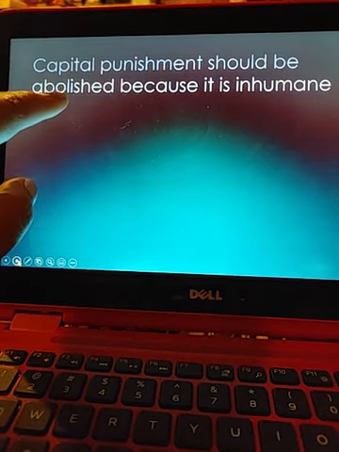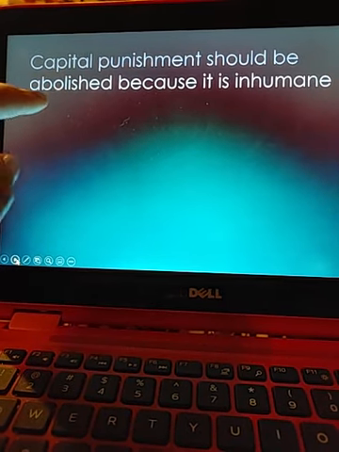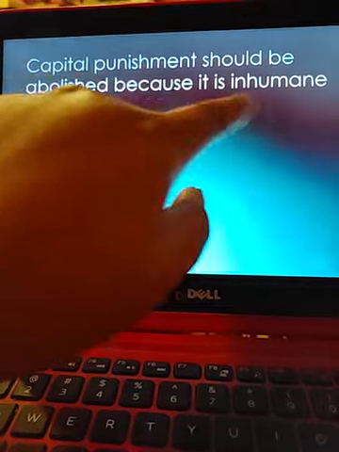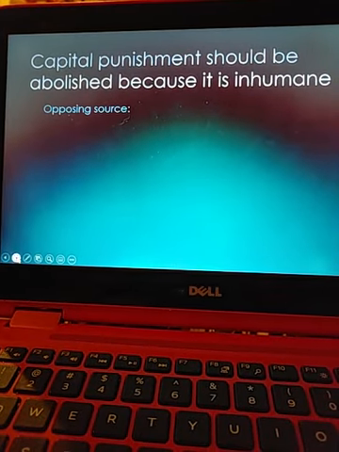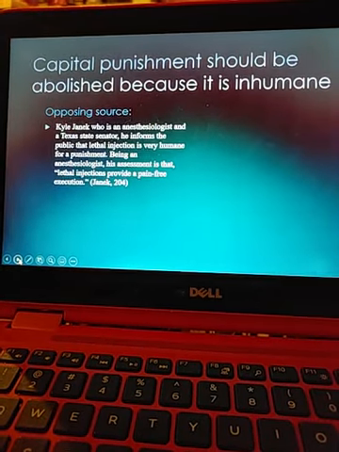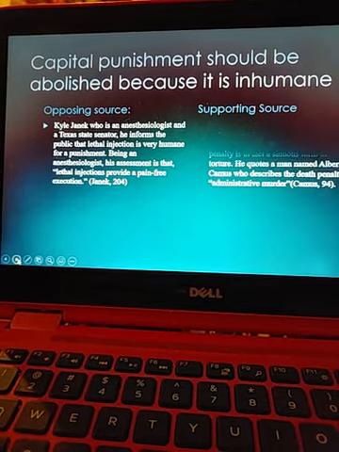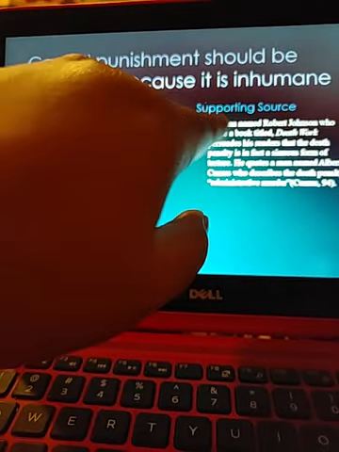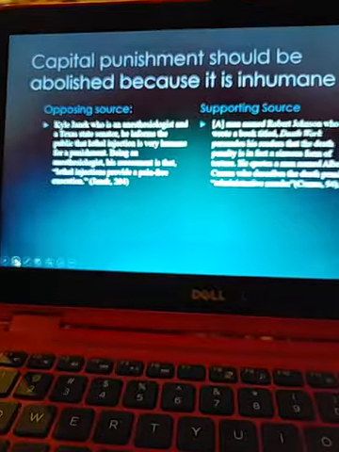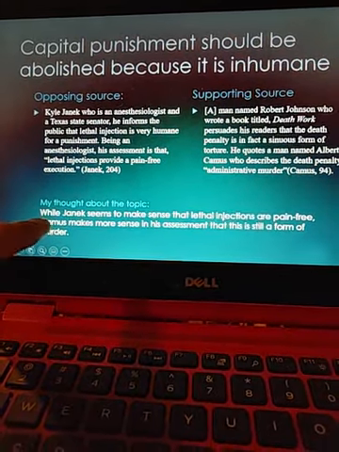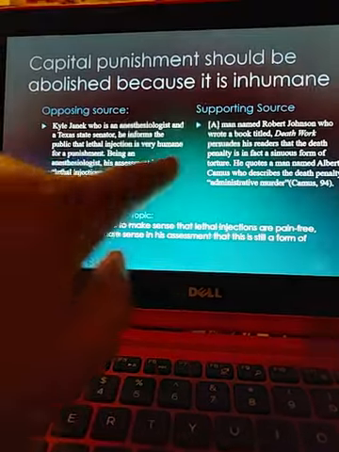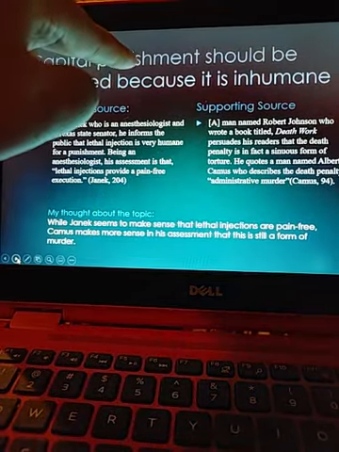That's my reason. Capital punishment should be abolished because it's inhumane. The reason is because it's inhumane. I have my opposing source sandwich. Kyle Janik, there's the stuff, okay? The next one is my supporting source sandwich. Name, credentials, quote. At the bottom, what I think about what these two people said about this thing, okay?